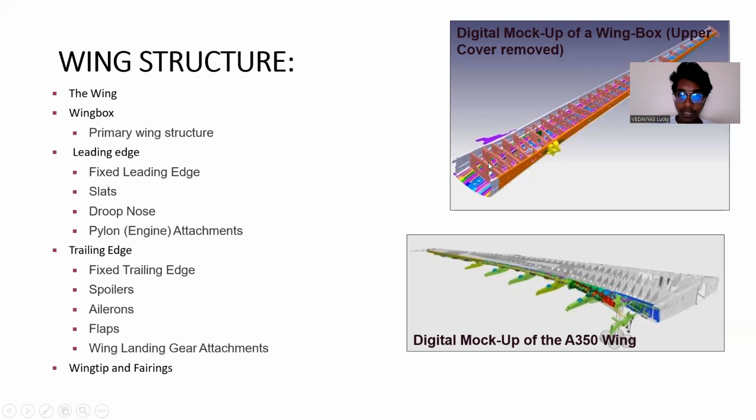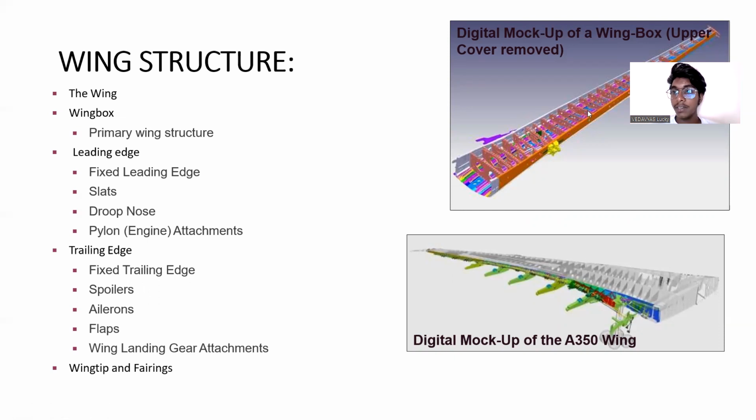And at the leading edge, a fixed leading edge, we have slats, root nose, pylon, engine attachments. And at the trailing edge, we have the fixed trailing edge, spoilers, ailerons, flaps. These are the main control surfaces of an aircraft, which are at the trailing edge of a wing. At the trailing edge, the airfoil is cut into the shape of ailerons, spoilers, and flaps. And the wing landing gear attachments are also in this wing structure. And we have the fuel tank inside the structure to save space and to save the weight of the aircraft.